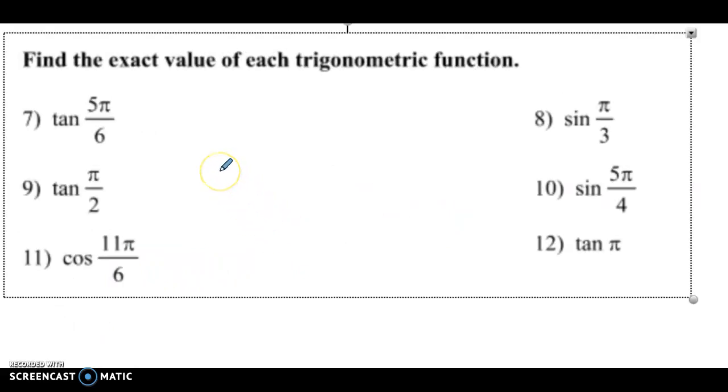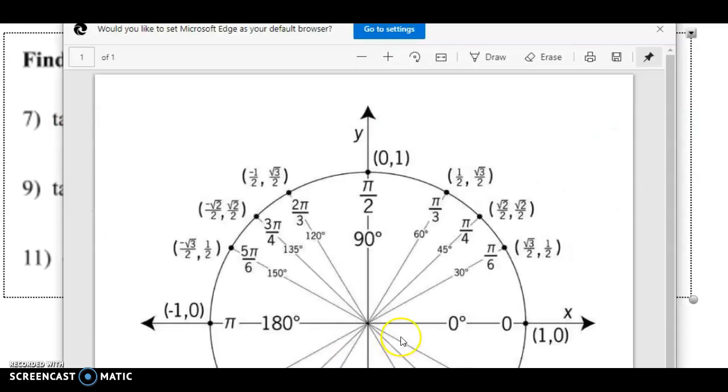The next section is finding the exact value of each trigonometric function. And when it says that, again, we're not going to use a calculator. We're not going to find decimal answers. We are going to first look at the unit circle. So look at tangent of 5 pi over 6. So I'm going to flip over to the unit circle and look there.